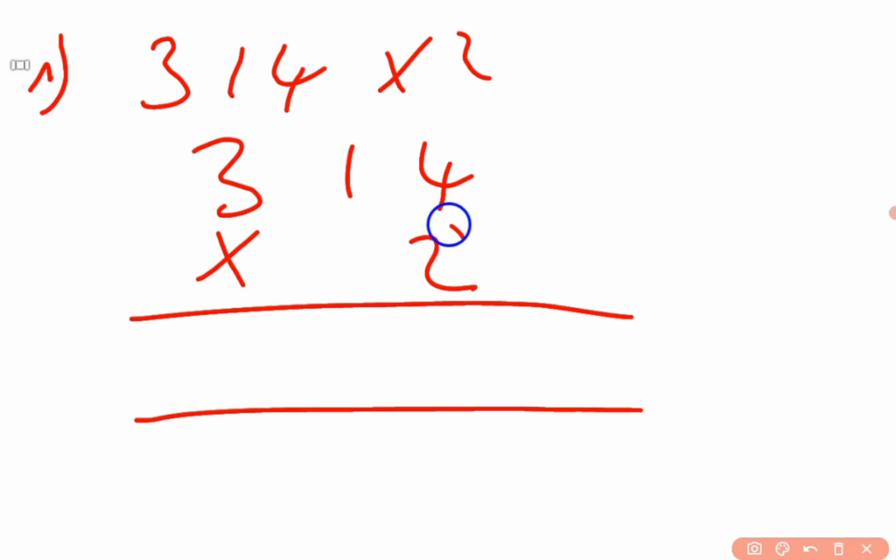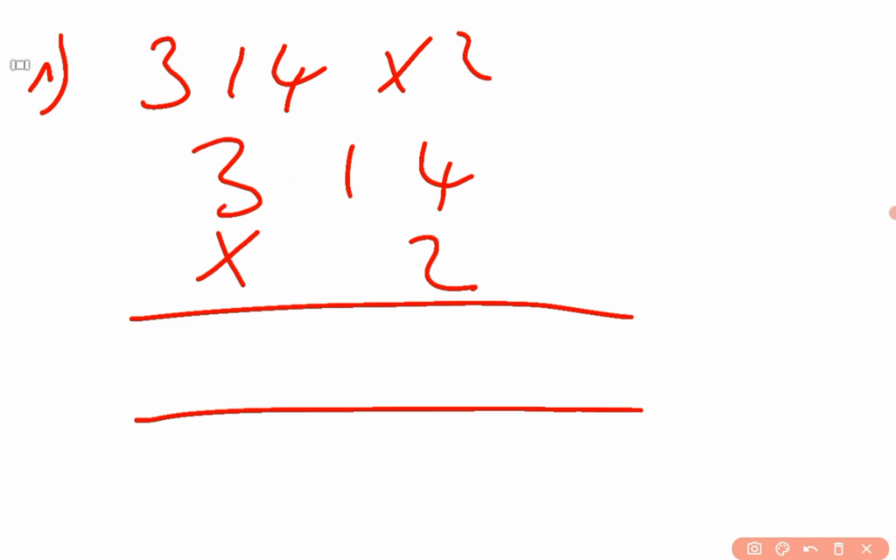So what will you do? You will take this 2. You use it to multiply all these numbers. So when you take this 2, you first of all multiply 2 times 4. You write the answer. You multiply 2 times 1. You write the answer. Then you also multiply 2 times 3. Then you write the answer.